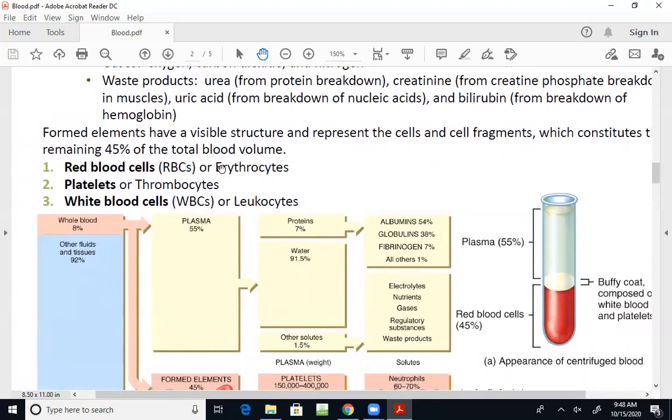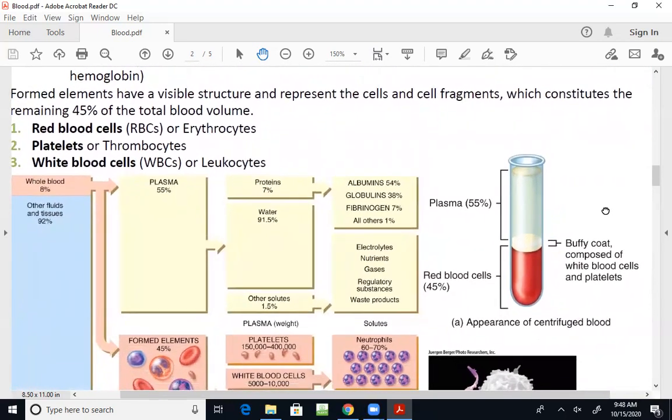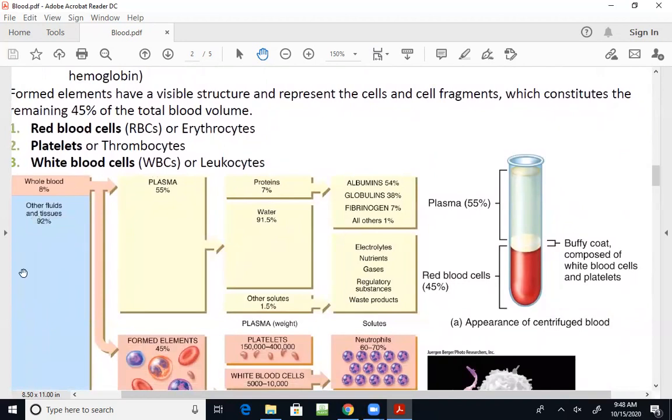Now, they also have different terms. Red blood cells also go by the term erythrocytes. Another term for platelets is thrombocytes, and the other term for white blood cells is leukocytes. Generally, I go with what's in bold here: red blood cells, platelets, and white blood cells. Just know that there are other terms for them. I like this because it gives you a breakdown of the different things and the amounts, which is really handy to know.